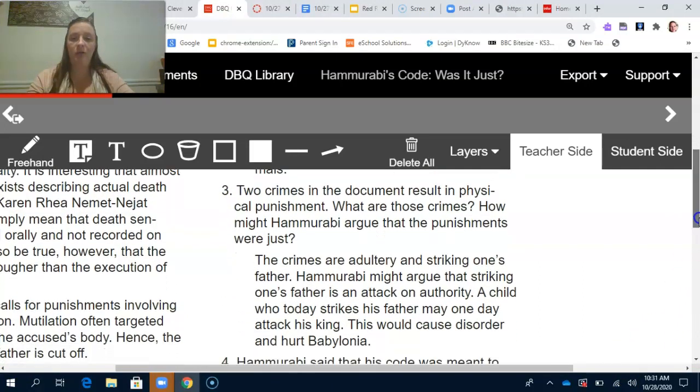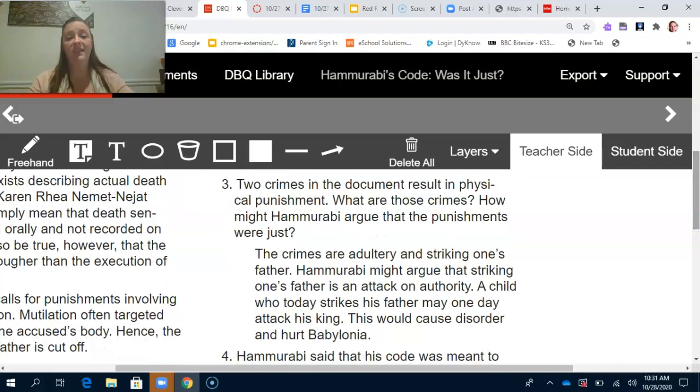Number 3, 2 crimes in the document result in physical punishment. What are those crimes? How might Hammurabi argue that the punishments were just? The crimes that have physical punishments are the crime of adultery, which means cheating on one's husband, and also striking one's father, so hitting a father.